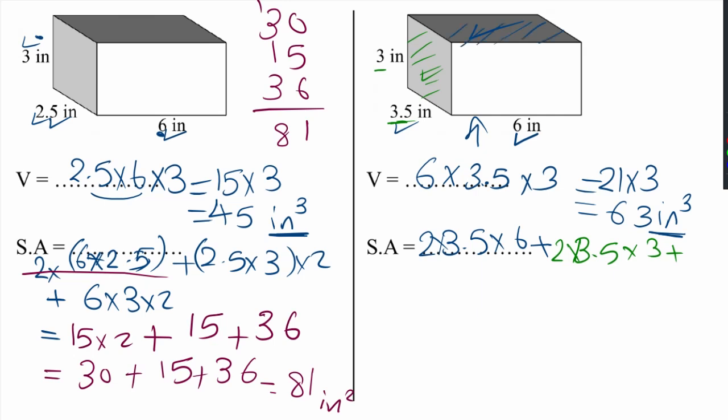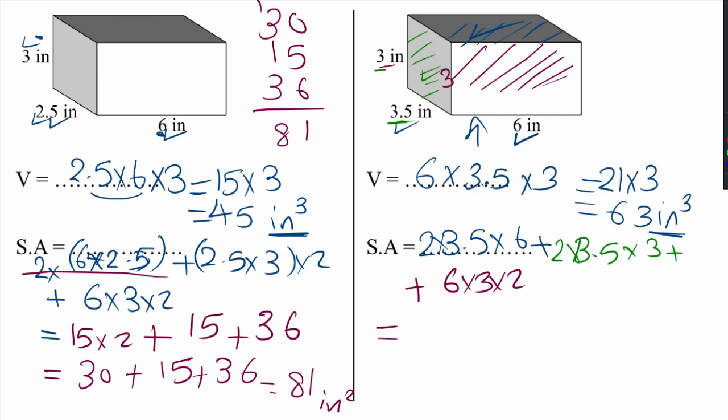What is the remaining? The remaining is the front. The front's dimensions are 6 and 3. Don't forget it. We take the first with the third. Plus 6 times 3 times 2. We have two faces. Take your time, make your calculations. Ready to get the answer? Let's go.